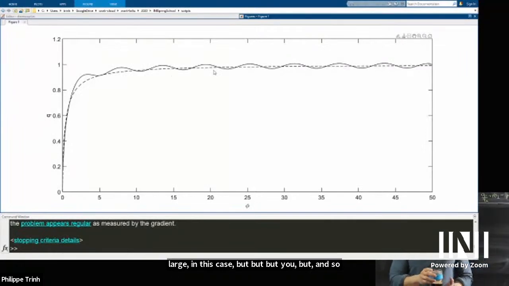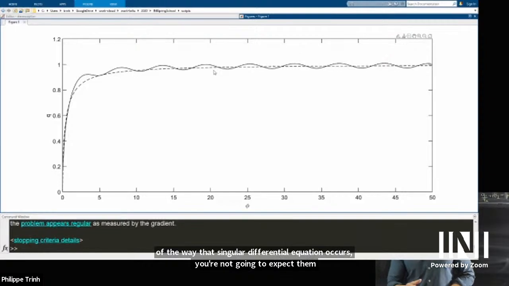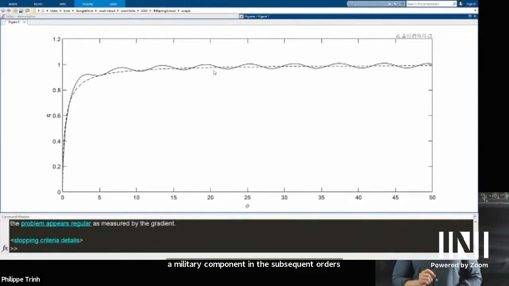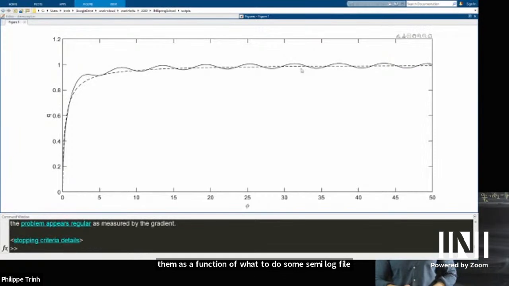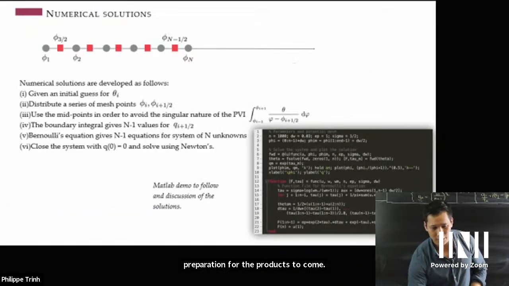You can argue, similar to the arguments that John Chapman presented yesterday, that you would not expect wave contributions at any subsequent order if they didn't appear in the very first order. Because of the way the singular differential equation occurs, you're not going to expect an oscillatory component in the subsequent orders. So already you have the intuition that these waves are exponentially small. If I was an experimentalist, I would try to measure these amplitudes and plot them as a function of 1 over epsilon. I do some semi-log plots and try to extract that exponential dependence in preparation for the asymptotics to come.